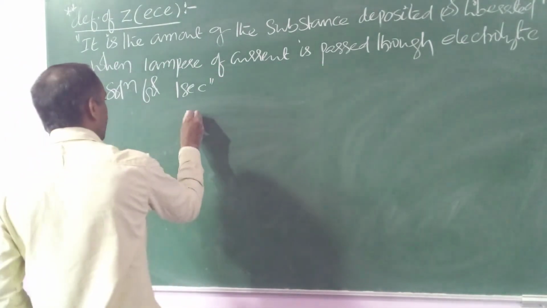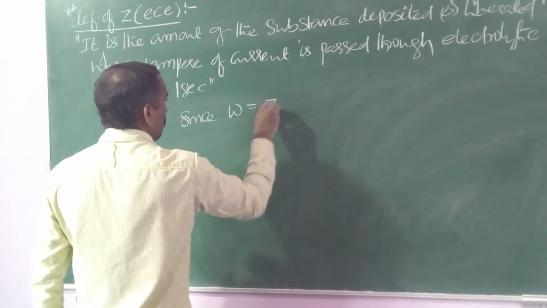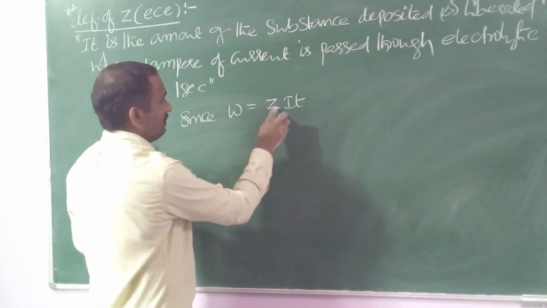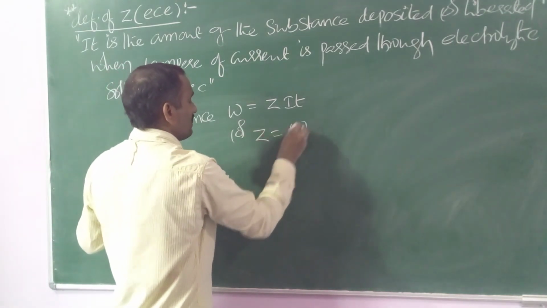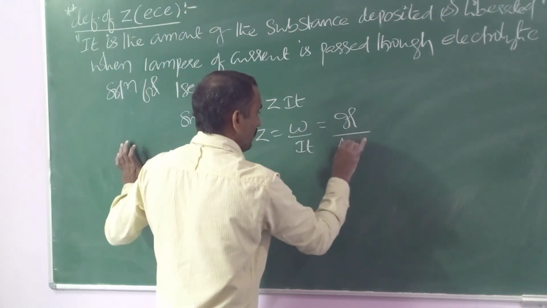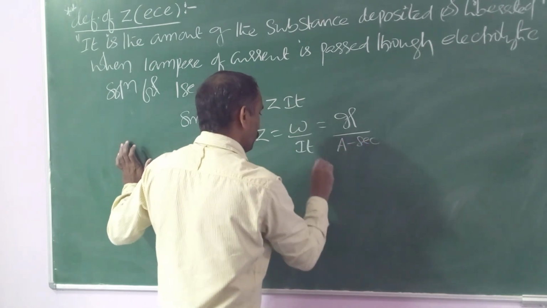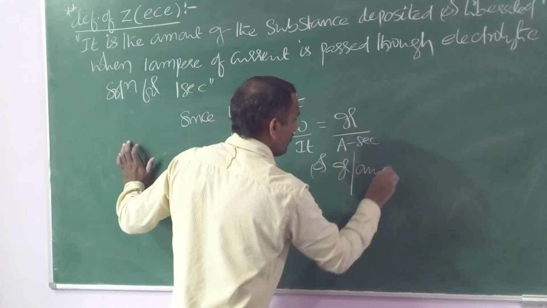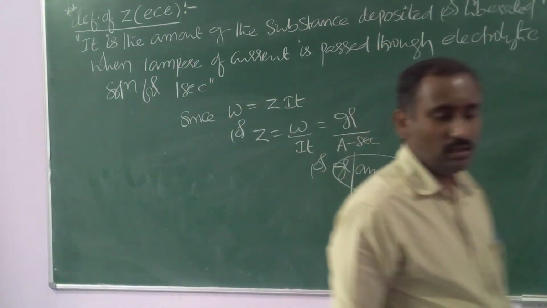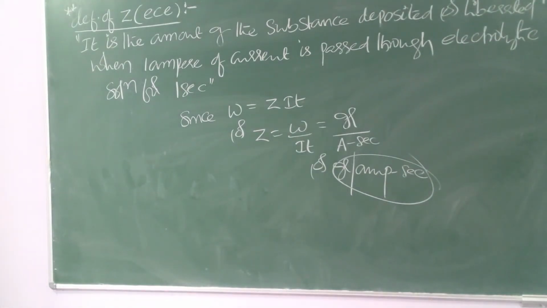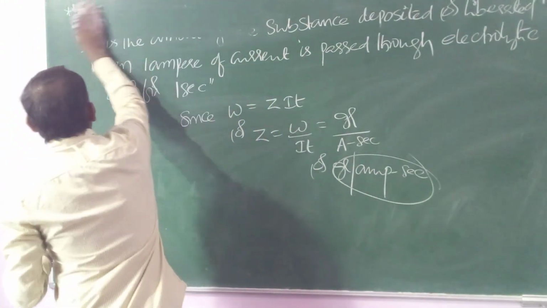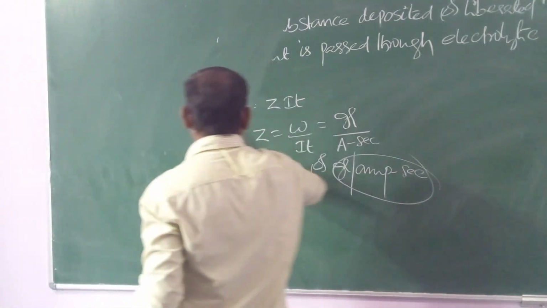Anyhow, units are not so important since W equal to ZIT. Just remember that Q equal to IT, W equal to ZIT. Z can be rewritten as W by IT. W is grams, I is amperes, T is seconds. Therefore, gram per ampere second. That is the unit of Z. So, gram per ampere second. So, this is the definition of Z.